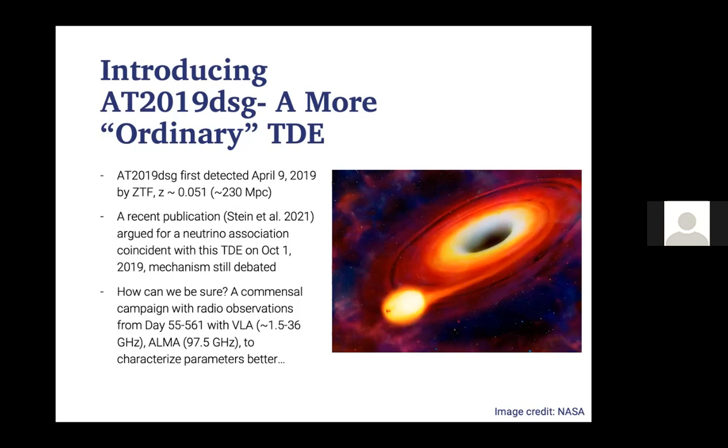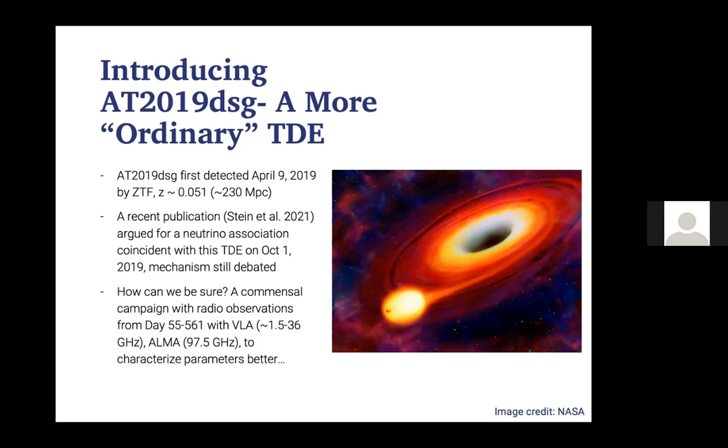What's been interesting as well is there was a recent paper by a group, Stein et al. 2021. They argued for a neutrino association coincident with this TDE. The trick is, though, they argued that this neutrino happened on October 1, 2019, which is about 5 months after the initial disruption event. Though that doesn't stop theorists from writing a ton of papers on how this is clearly how this neutrino happened. It's completely an association argument, with certain energies argued in this paper from a very small sample of radio observations. So how can you be sure?